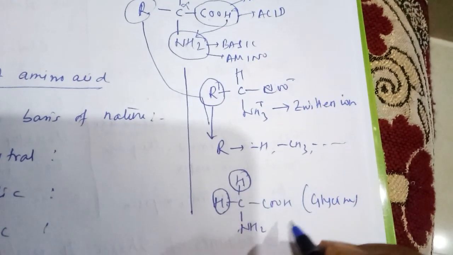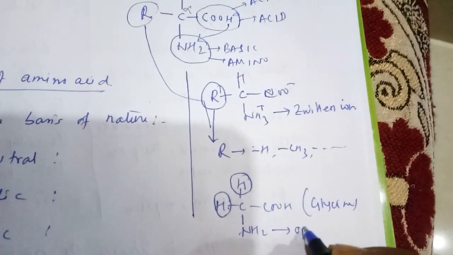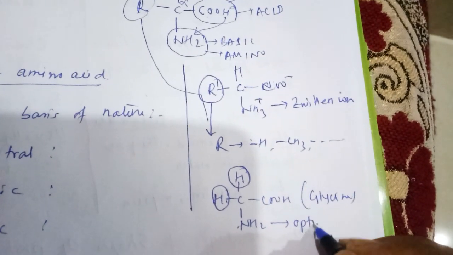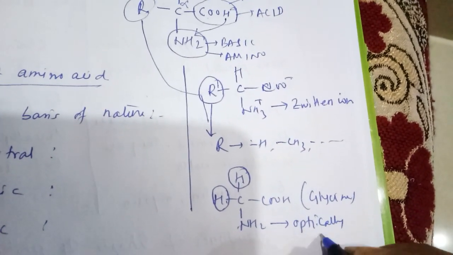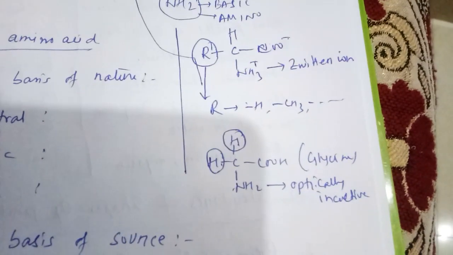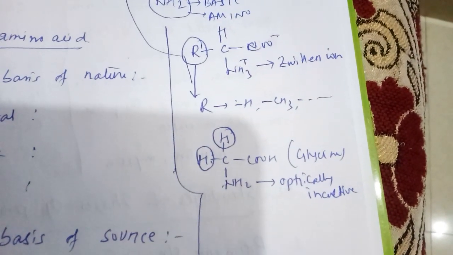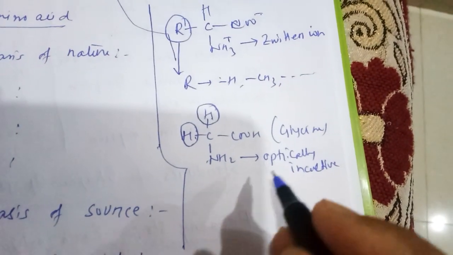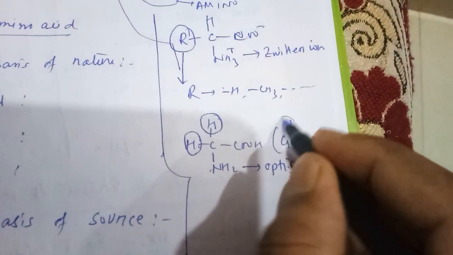so it is optically inactive, because if four different groups are there then it will be optically active. So this one is optically inactive. Now, for the next member, glycine was the first example we have taken.